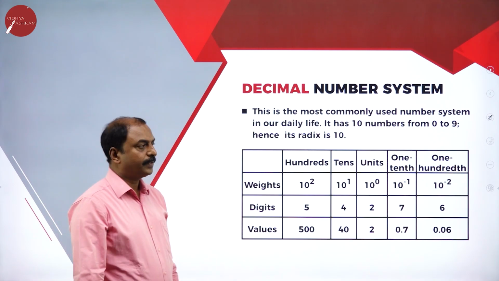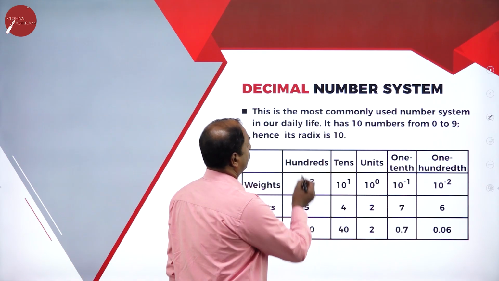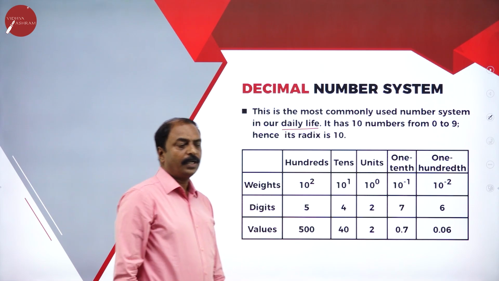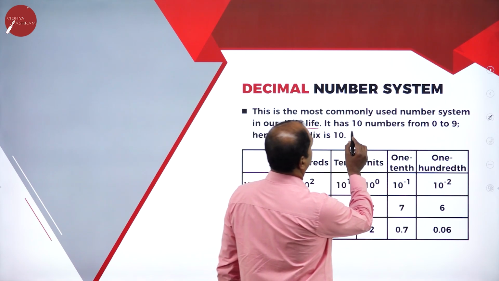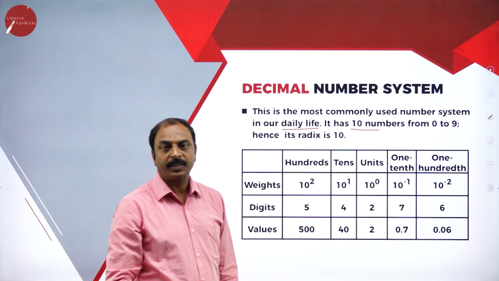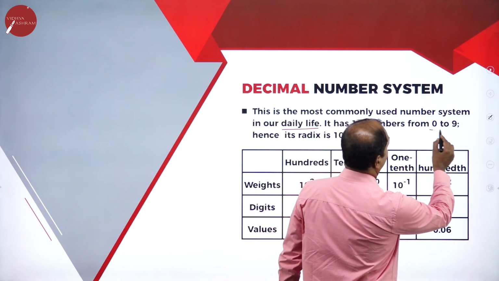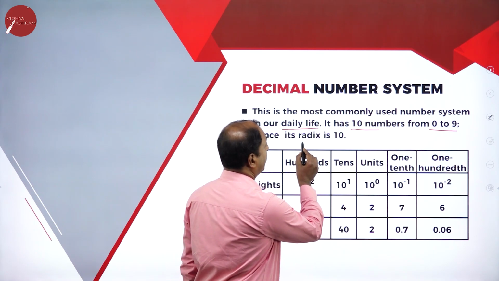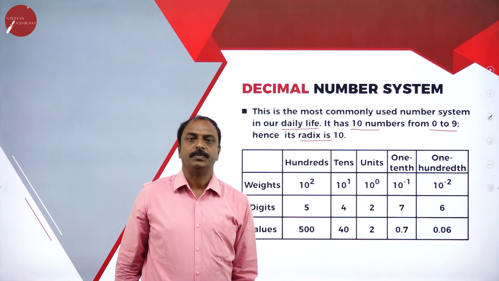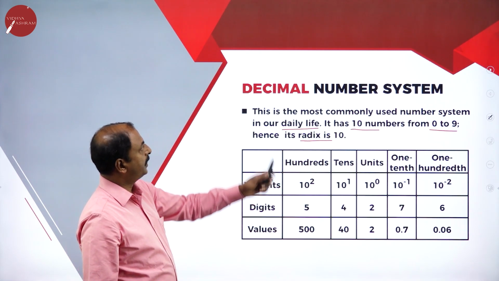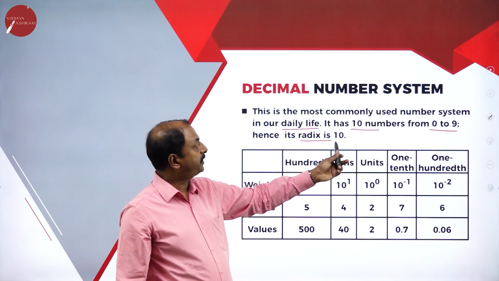Decimal number system. This is the most commonly used number system in our daily life, as I told you just now. It has 10 numbers. The meaning of the word deci is nothing but 10. So it has 10 numbers starting from 0 to 9. Hence its radix or base is 10. So the first one is the decimal number system. What is the decimal number system? In the decimal number system, the base is 10. Radix or base is 10.